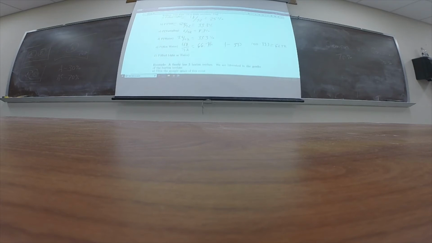Now let's look at F. What's the probability of rolling a Bud Light or water? So we've got to add the 18 for the Bud Light, and we also have to add the 24 for the water, right? So we wind up with 42 over 72, which gives us a percent of 58.3%. Easy enough?